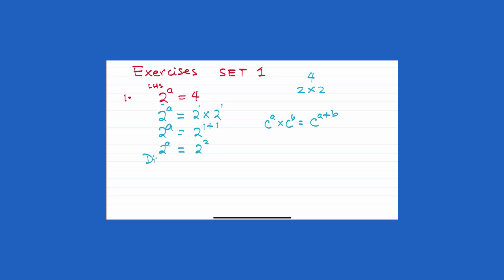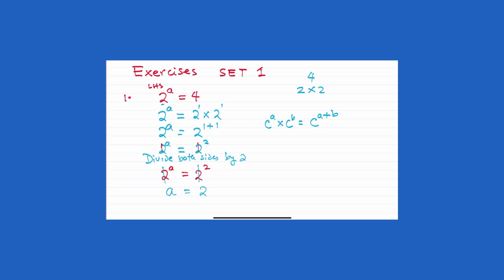So divide both sides by 2. And they will cancel out. So we are going to have these two cancel out. Or let me repeat it, 2 to the power of a and 2 to the power of 2. And this will cancel out. And we are going to be left with a equals 2.